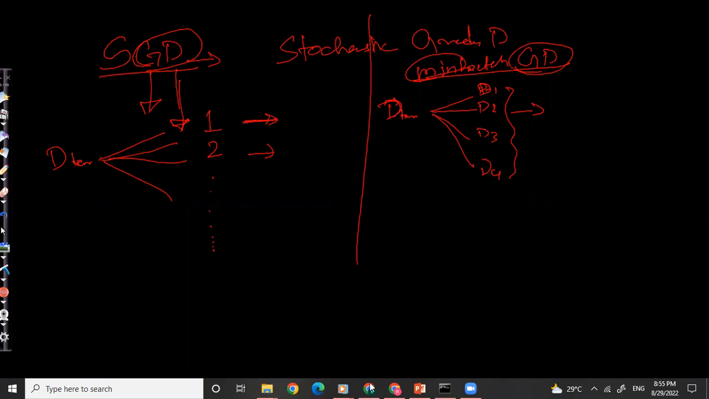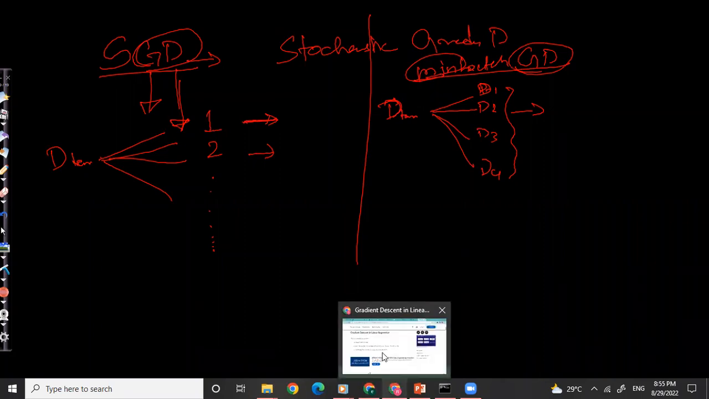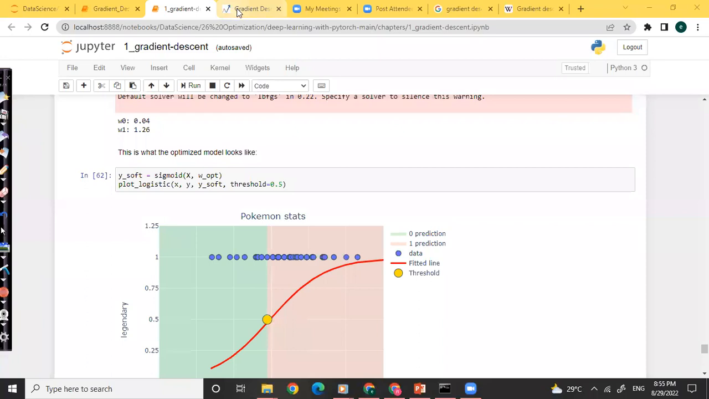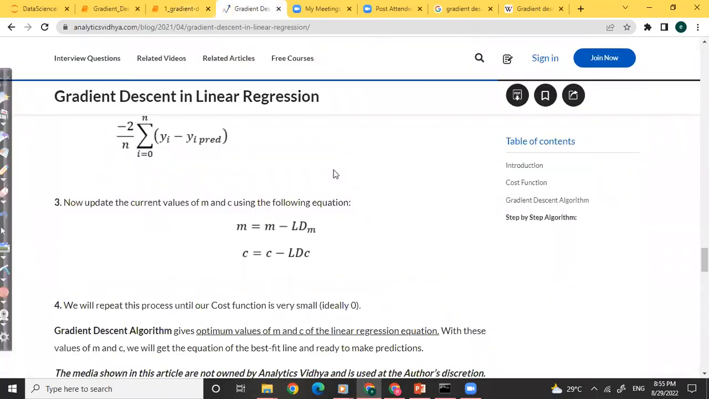So go through this article. Search for some article and find the definition of gradient descent, stochastic gradient descent and mini batch gradient descent. Okay, Priya, yeah, so go through the article, write the definitions and share them.